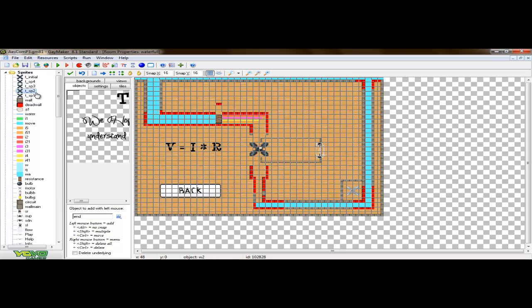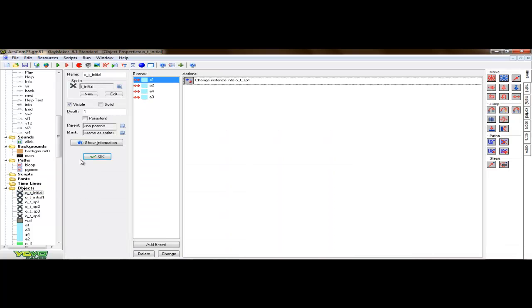Now the objects can also have animation events or certain actions, such as disappearing on a collision. As you can see here, for the object OT initial, we have an event, collision with A1, which on execution will change the instance OT initial to OT SP1, which is a moving sprite. It makes the effect when water collides with the turbine and the turbine starts moving. We have created several rooms for different stages in our game.